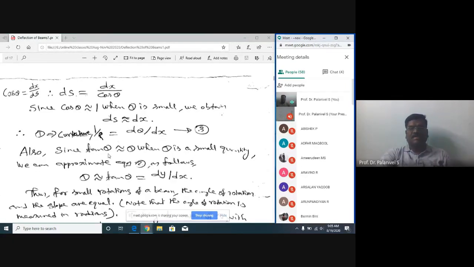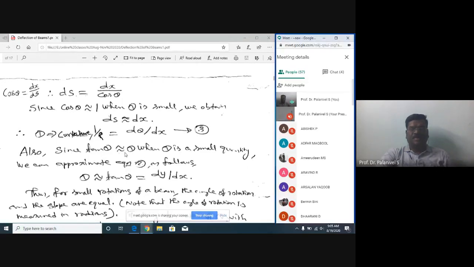Also, since tan theta is approximately equal to theta when theta is a small quantity, we can also say tan theta equals dy by dx. Slope, already I told you, theta equals dy by dx. That is, the slope is nothing but the angle of rotation at any point on the beam. The slope of the beam at any point is the angle of rotation at that point in the beam, right?